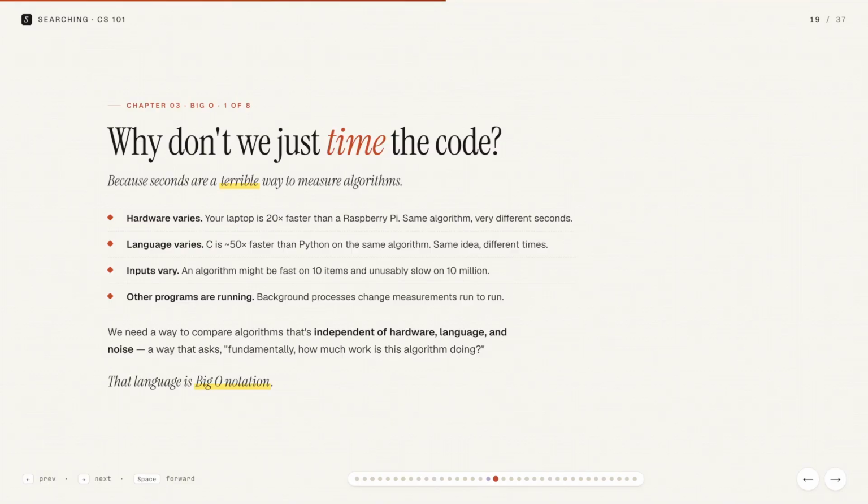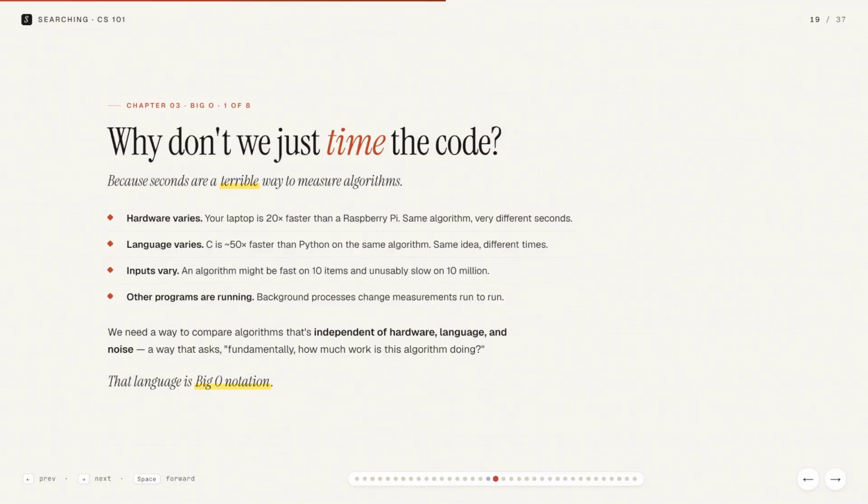Now, if someone says different computers run at different speeds, that's reason number one. Your gaming laptop versus a small old cell phone. That's 20 times the difference on the same code. Times are not portable. If someone says different inputs give different times, then reason number 3 on the list, same algorithm. Fast on 10 items, but dies at 10 million. Time tells you about one specific run, not about the algorithm.